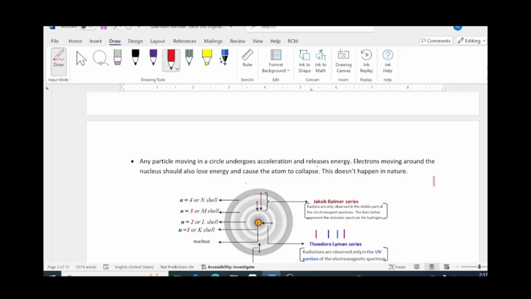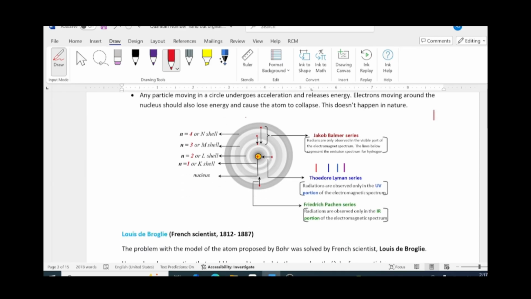But this does not happen in nature. This figure here depicts the different principal quantum numbers that are ascribed to the various shells. So this K shell here is given the principal quantum number of n equals 1, L shell n equals 2, M shell n equals 3, N shell n equals 4, and so on like that.